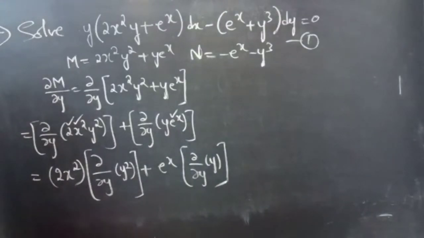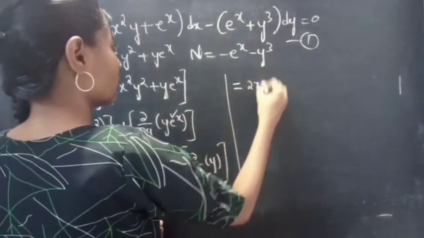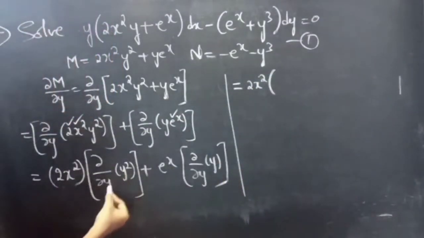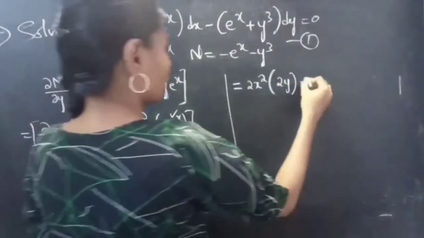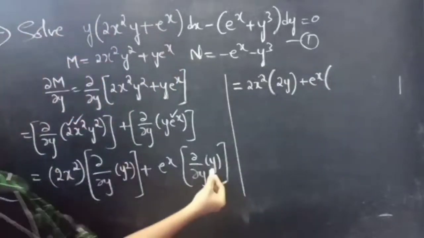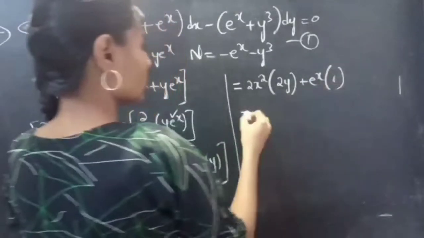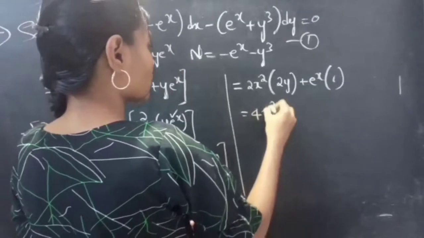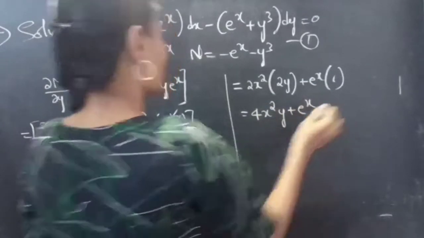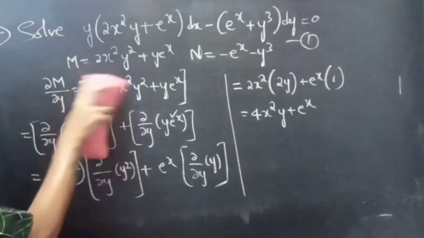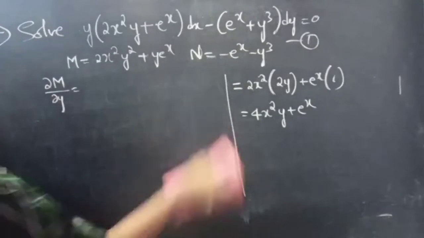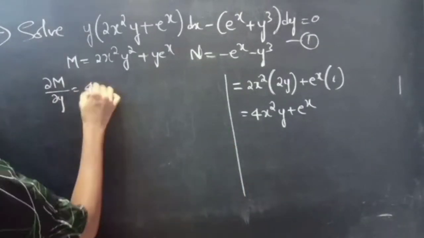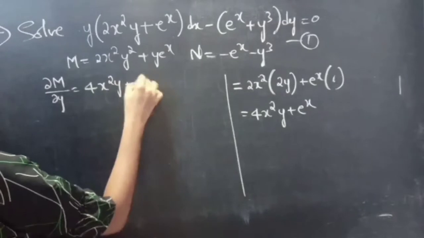This equals 2x squared into the partial derivative of y squared with respect to y, which is 2y, plus e power x into the partial derivative of y with respect to y, which is 1. This equals 4x squared y plus e power x. So the partial derivative of M with respect to y is 4x squared y plus e power x.